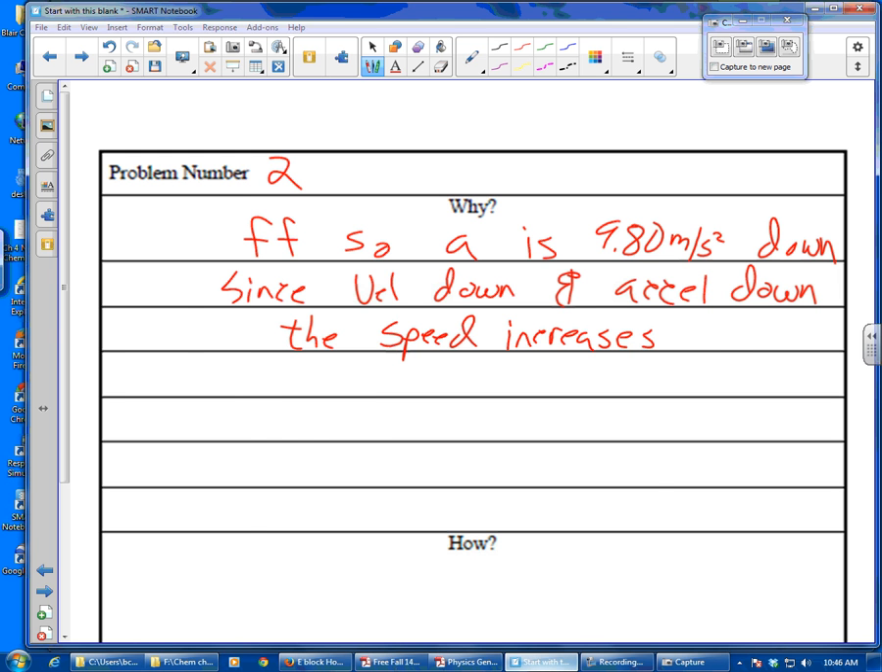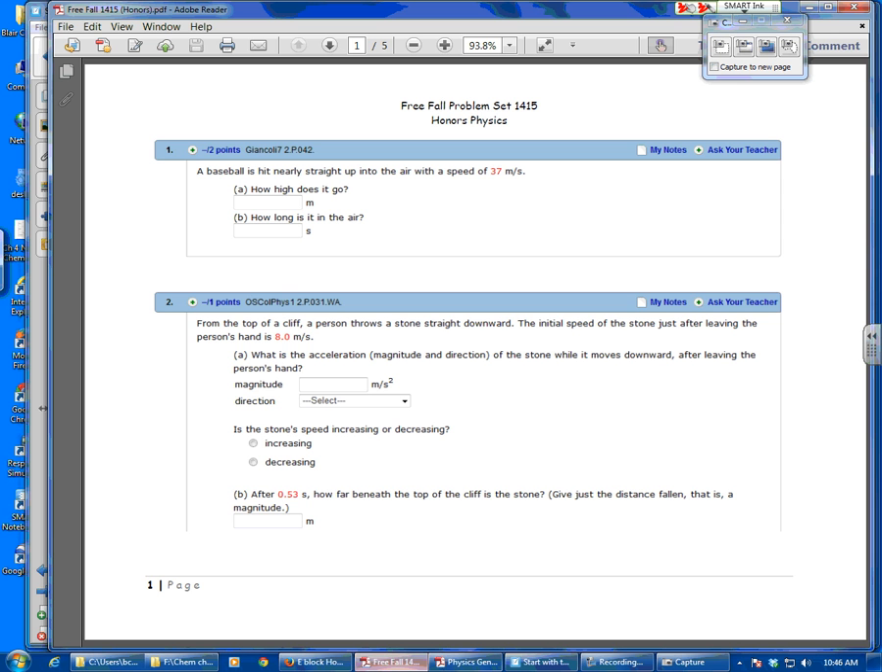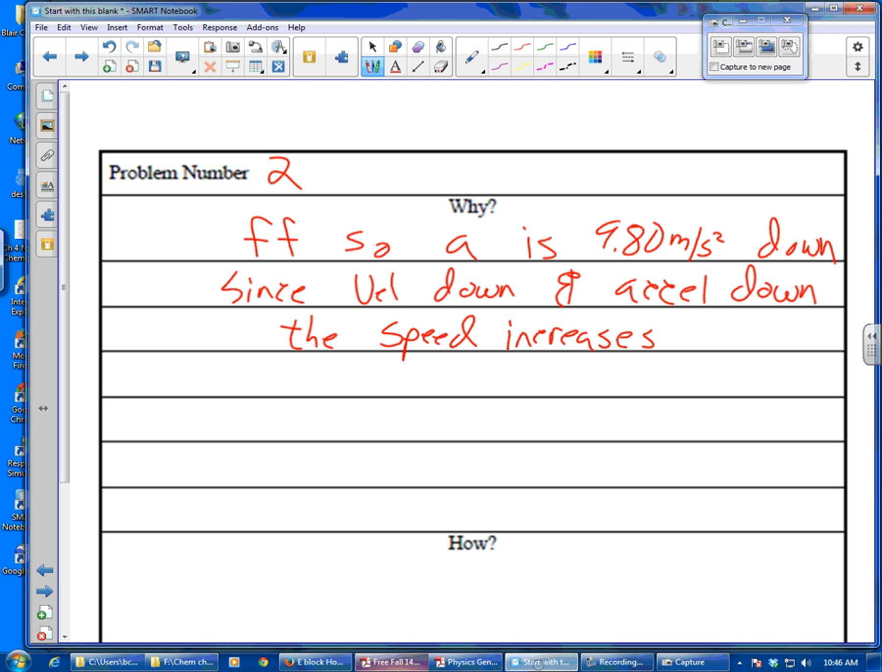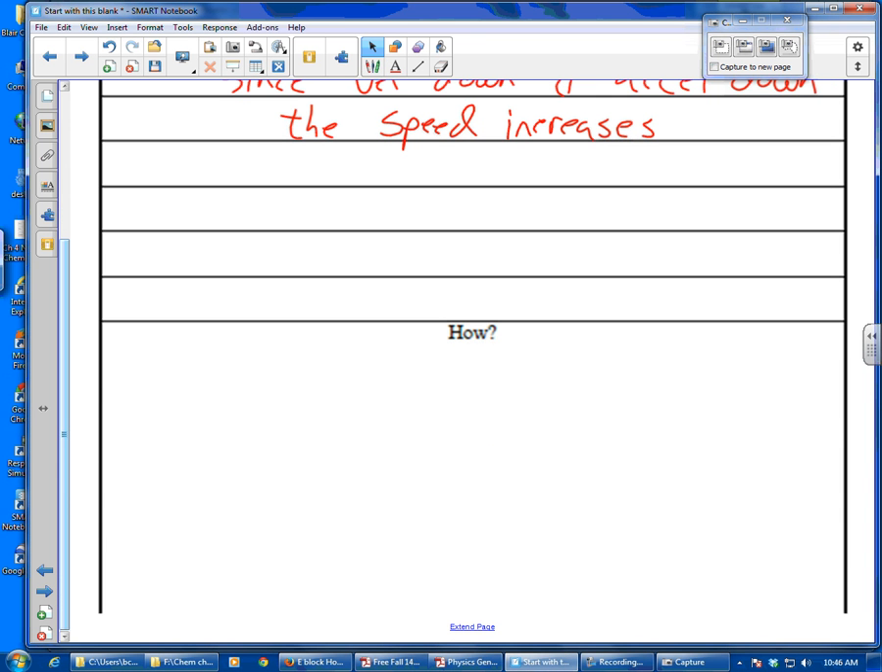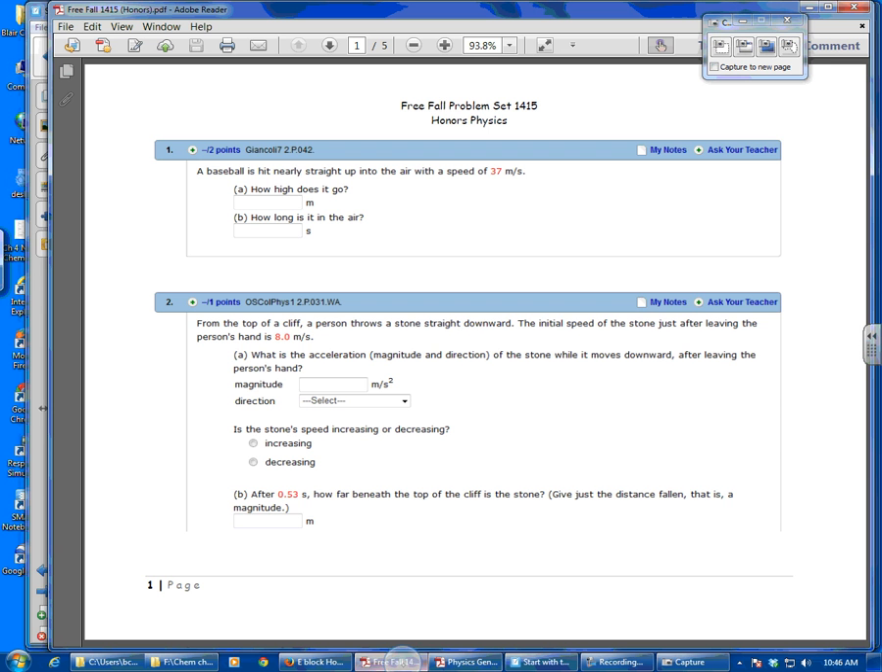Let's see if there's anything else we need to know. After 0.53 seconds, how far beneath the top of the cliff is the stone? So, let's think about things we know. We know how fast it's going when it starts, right? How fast is the stone moving when the person releases it? Do we know? I heard someone say it. 8 meters per second. Which direction? Downwards.